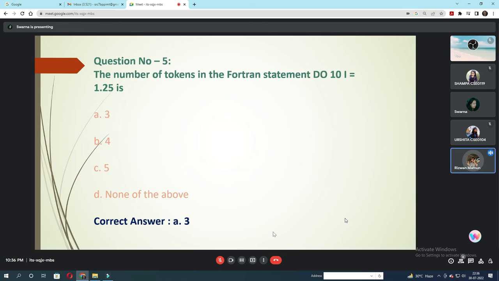Now question number 5. The number of tokens in the first Fortran statement DO10I = 1.25 is: there are 4 options, 3, 4, 5, and none of the above. The correct answer is 3, because of the decimal point we can say DO is not a keyword, it is a part of the identifier. Moving on to the next slide.